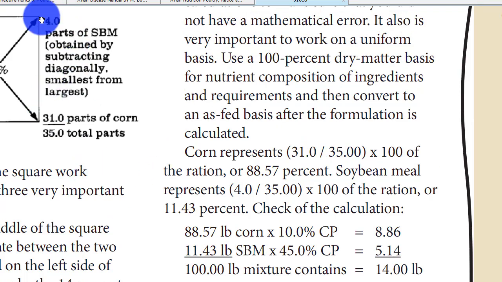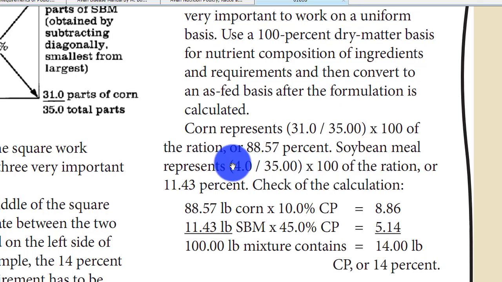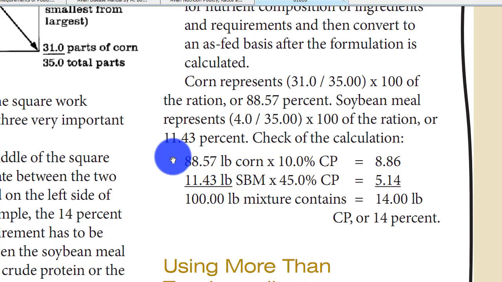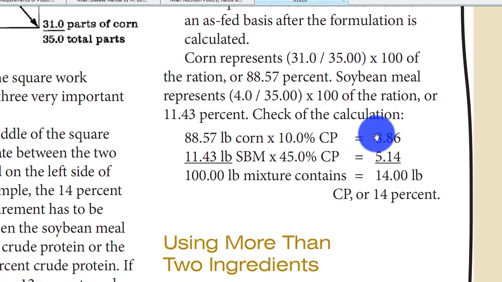The total parts are 35. The percentage here from corn: 31 parts of corn divided by 35 multiplied by 100 in the ration, or 88.57%. Soybean meal represents 4 parts divided by 35 multiplied by 100 in the ration. The percentage is 11.43. Check of the calculation: here the corn, here the soya, and the calculation is 14%.